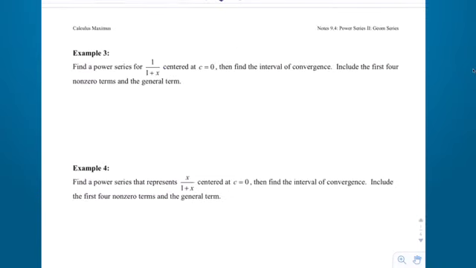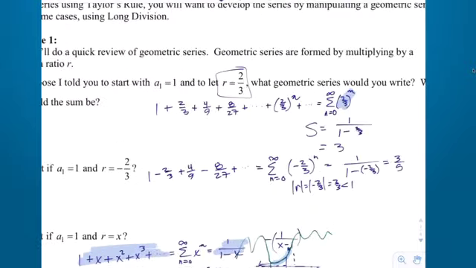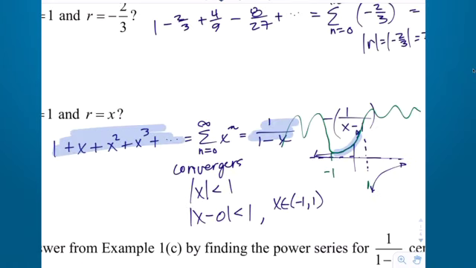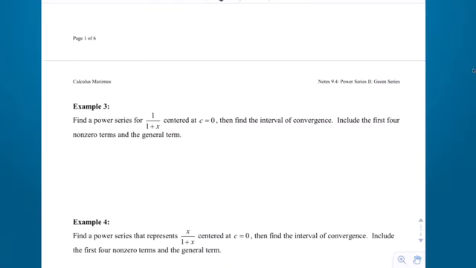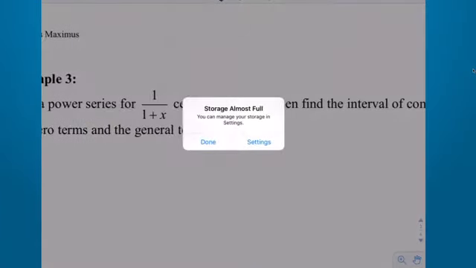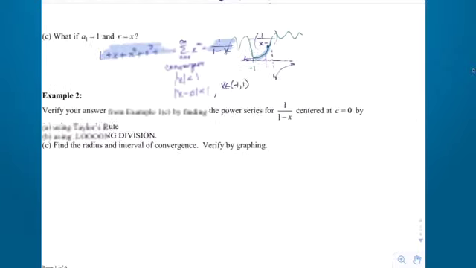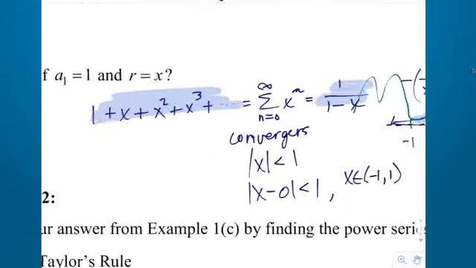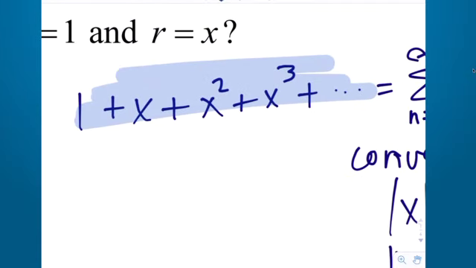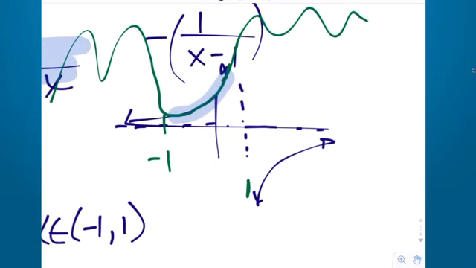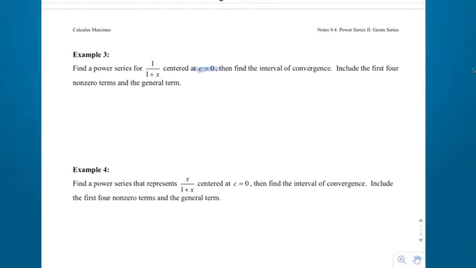Okay, so what are you expected to do then on the AP exam? Well, you can modify this known series so that you don't have to reinvent the wheel or redo long division. For example, in example 3, it might tell you to find a power series centered at 0, which, by the way, ours is centered at 0, because it's 1 plus x minus 0 plus x minus 0 squared. So it is centered at 0, and that's symmetrical on either side.